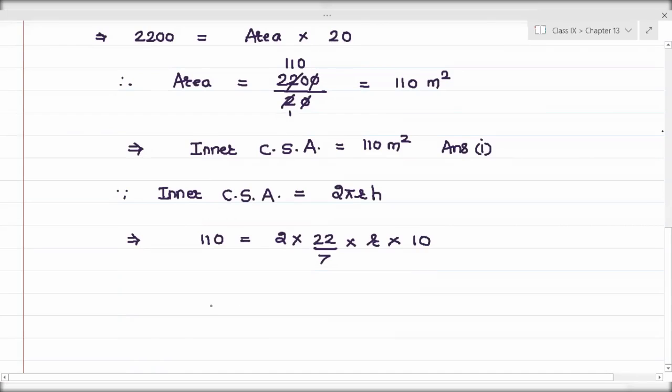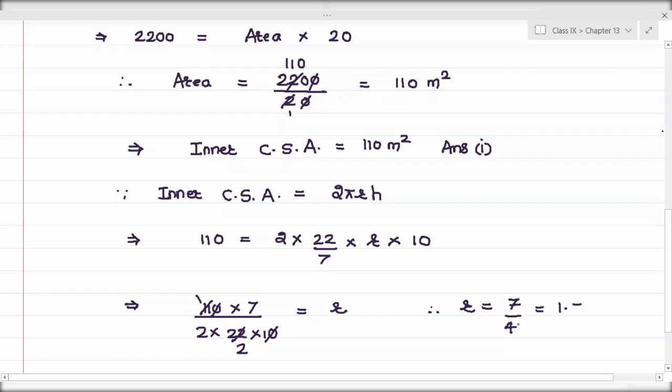Now see, all the terms I am going to shuffle over there. So 110 multiplied by 7 divided by 2 into 22 into 10 will be equal to r. Here 10 and 10 got cancelled. 11 ones are 11, 11 twos are 22. So value of R would be coming here 7 upon 4. Okay, if I convert, I think it will come 1.75 centimeter. This will be the value of R.